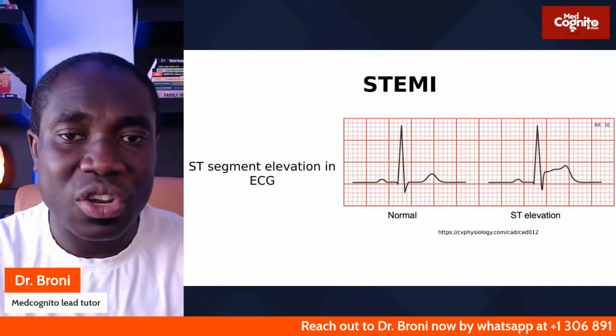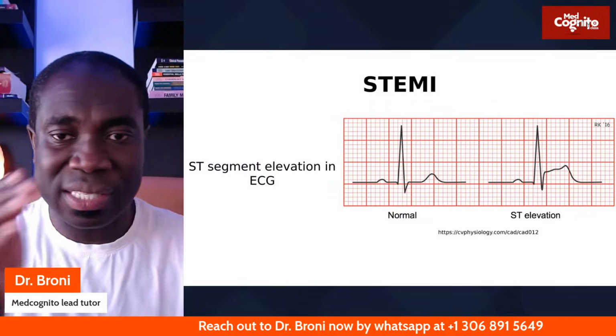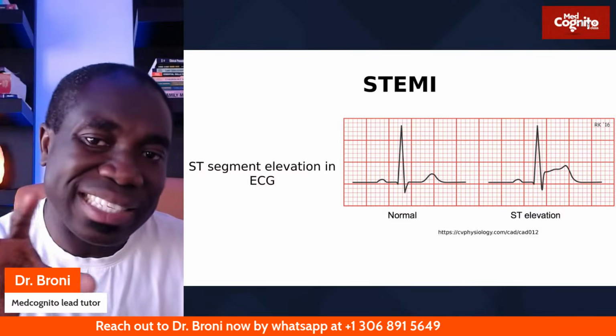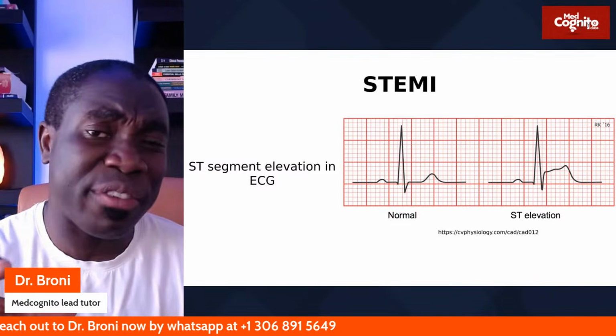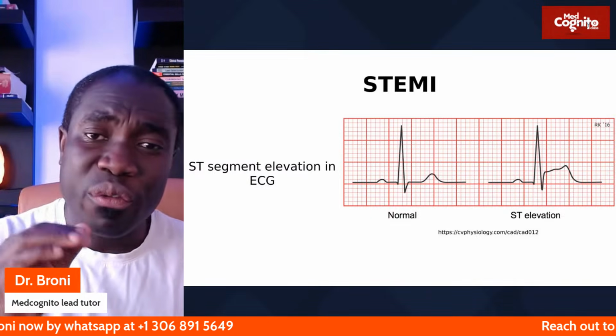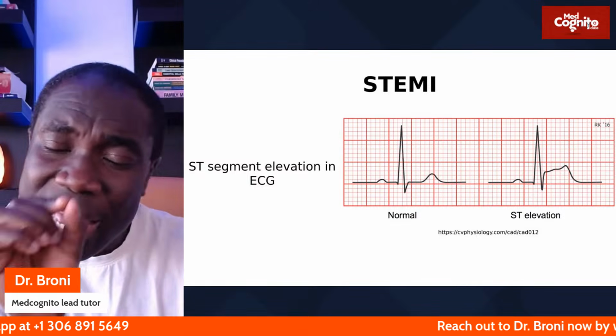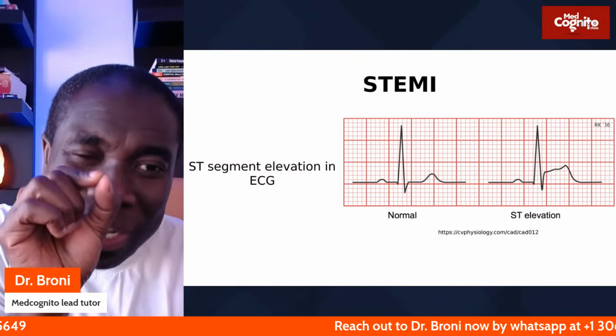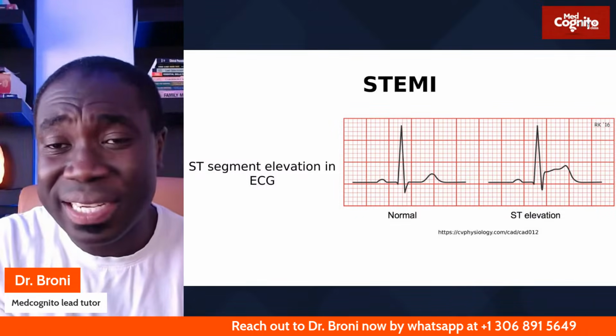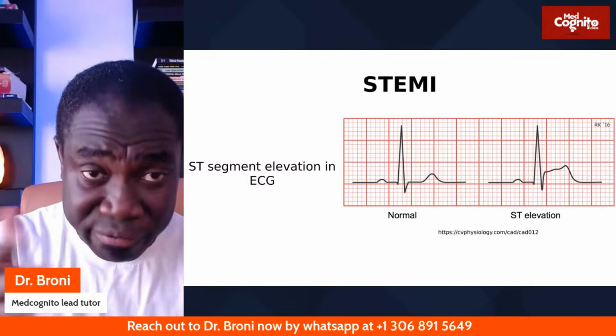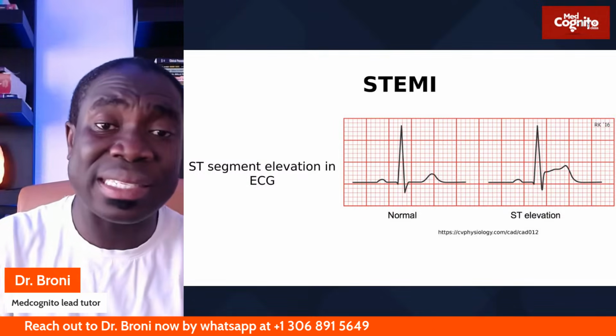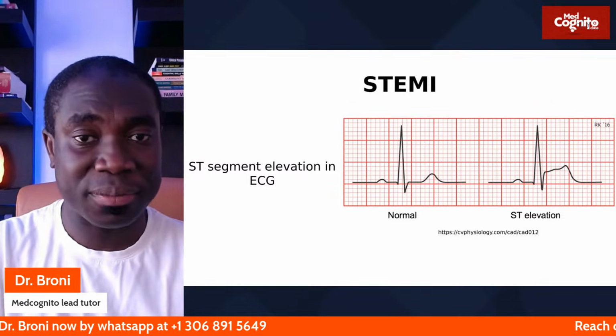So this is a normal ECG on the left, which is labeled normal. And then ST segment elevation. Usually, if you want to keep it very simple in your board exam, look for elevation above two little boxes. But most of the time in a board exam, they'll make it very obvious for you to know that this is an ST segment elevation. Okay.